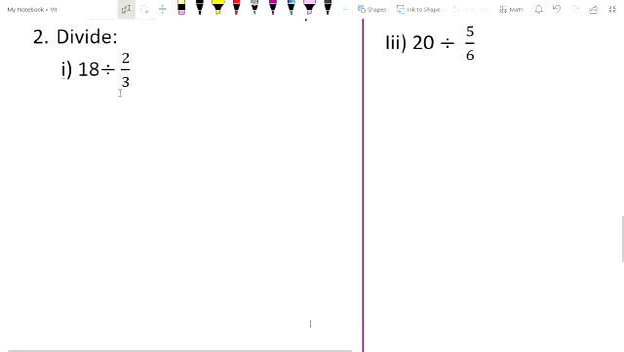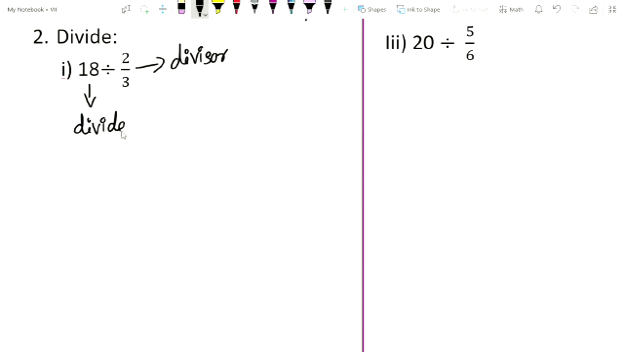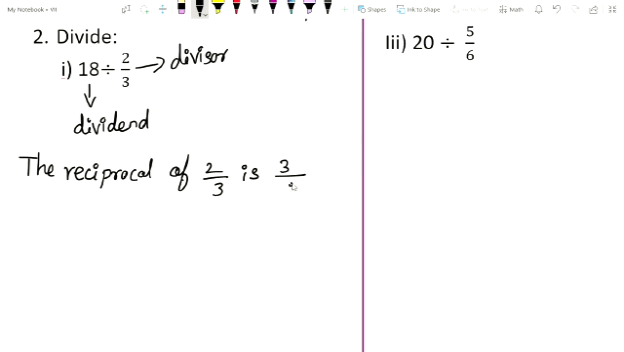Divide 18 by 2 by 3. So for divisions, what do you want to do, children? You have to take the reciprocal of the divisor. Here, which is the divisor, children? 2 by 3 is the divisor, and 18 is the dividend. Take the reciprocal. The reciprocal of 2 by 3 is 3 by 2.